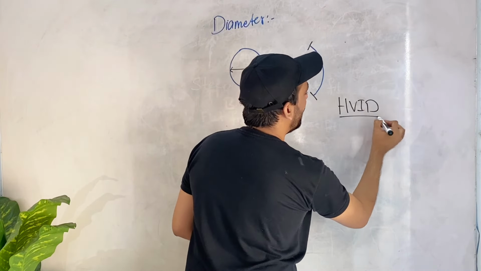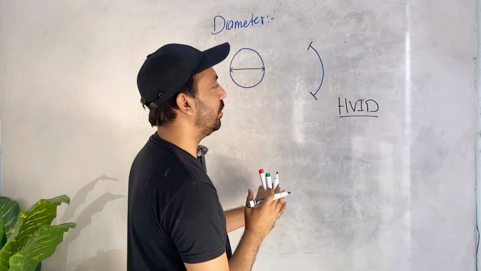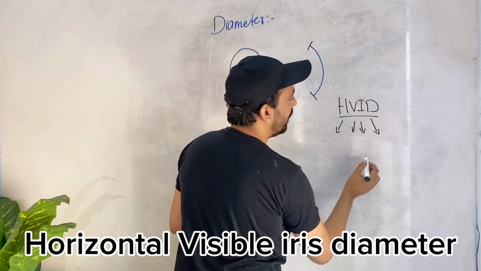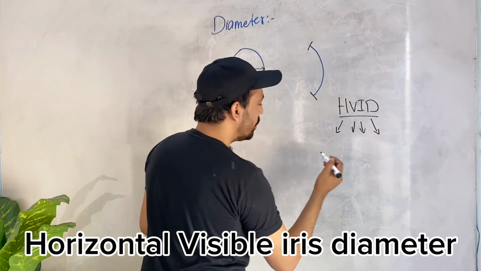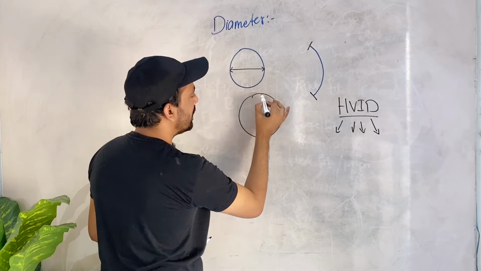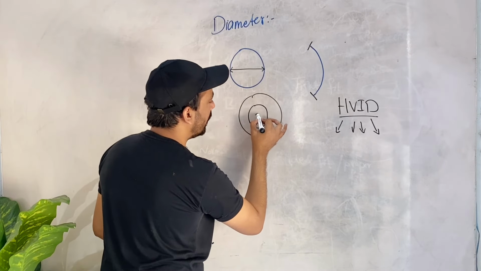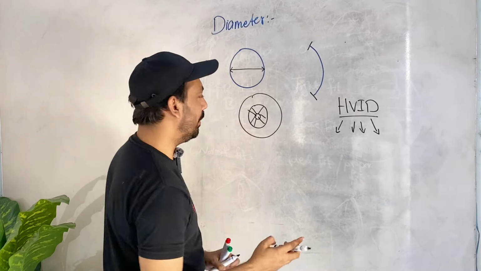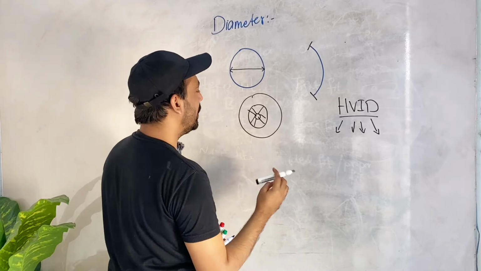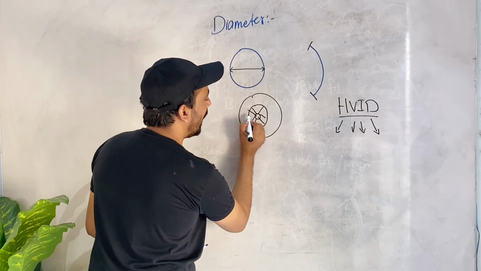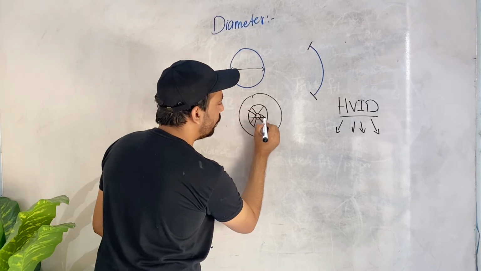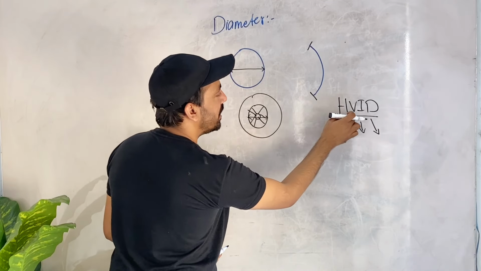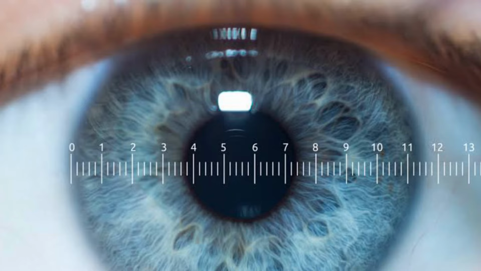HVID we will discuss in the upcoming videos, but I will give you a brief introduction. HVID is the horizontal visible iris diameter. For example, if this is the eyeball, and this is the iris, the colorful structure of the eye, we'll get a scale and measure the distance of the iris width from this point to this point. This width is called the HVID, the horizontal visible iris diameter.